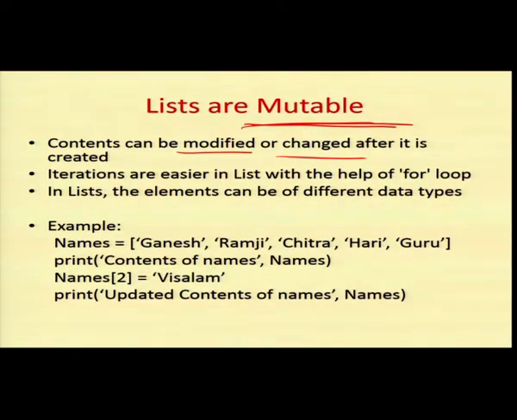Then iterations are easier in the list with the help of a for loop. It is, again I say, similar to the array concept that you have used in programming in C. So, let us discuss with an example how iterations are easy in a list when compared to other languages, how it is easy with the help of a for loop. Let us discuss in detail with an example.